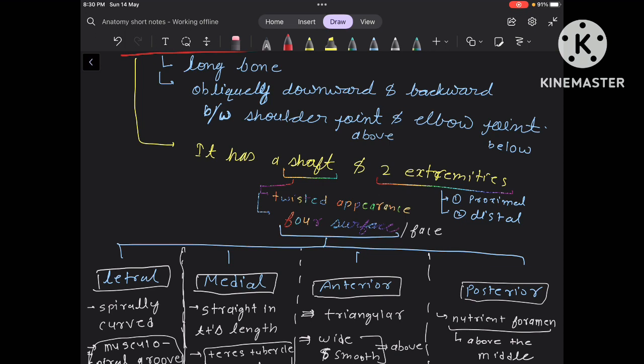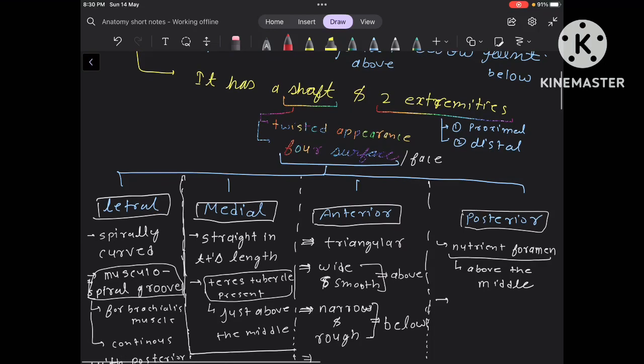The shaft has a twisted appearance and it has four surfaces or faces. The two extremities are the proximal extremity and the distal extremity. Now we will talk about the shaft. The shaft's four surfaces are the lateral surface, medial surface, anterior surface, and posterior surface.